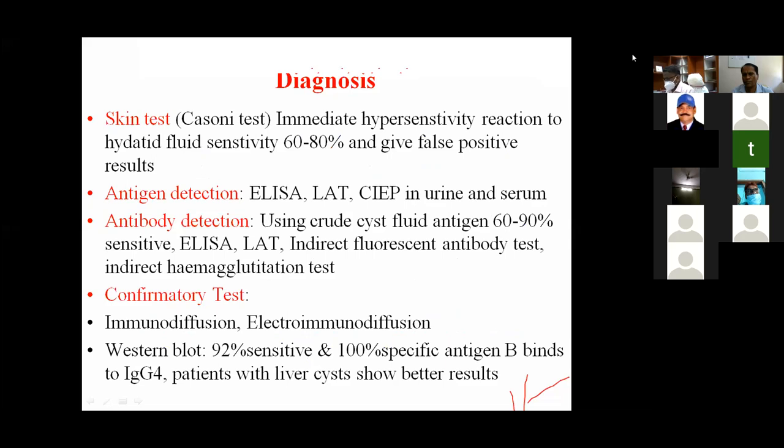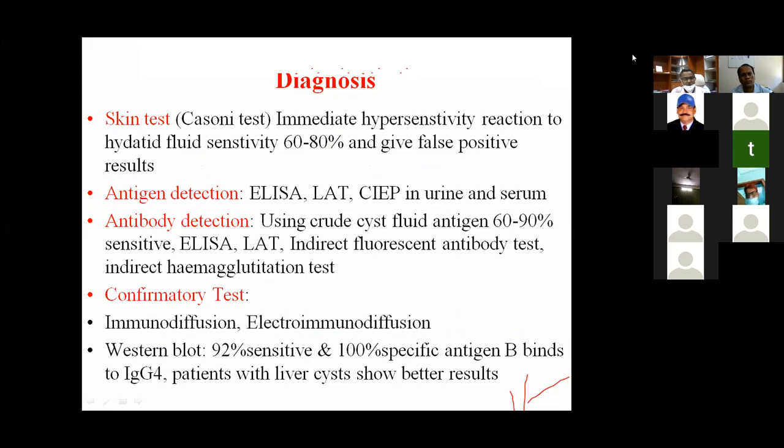So how is it diagnosed? The Casoni test was the old test which was available, based on the principle of immediate hypersensitivity reaction to hydatid fluid. Its sensitivity was 60 to 80%, and it gave false positive results also many a time. Then came antigen detection tests, wherein ELISA, latex agglutination, and counterimmunoelectrophoresis were used for detecting the antigen in urine and serum.